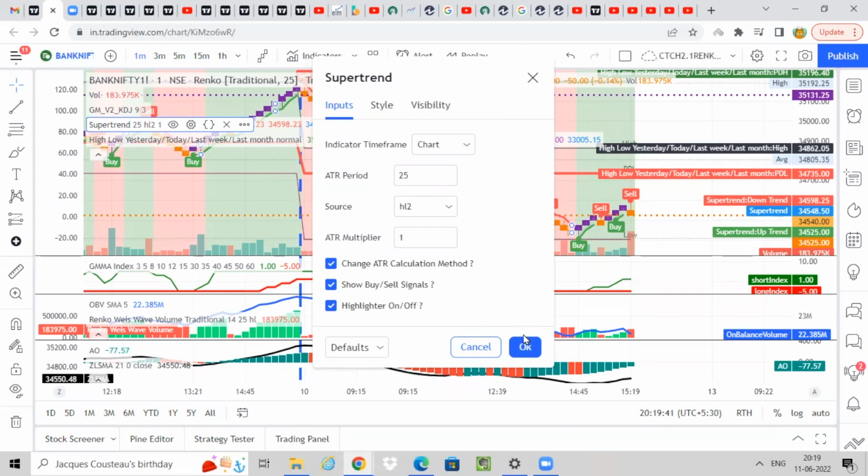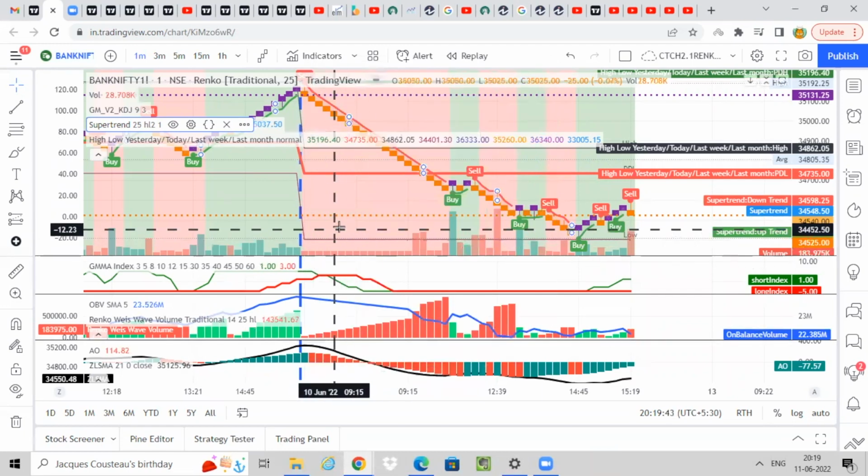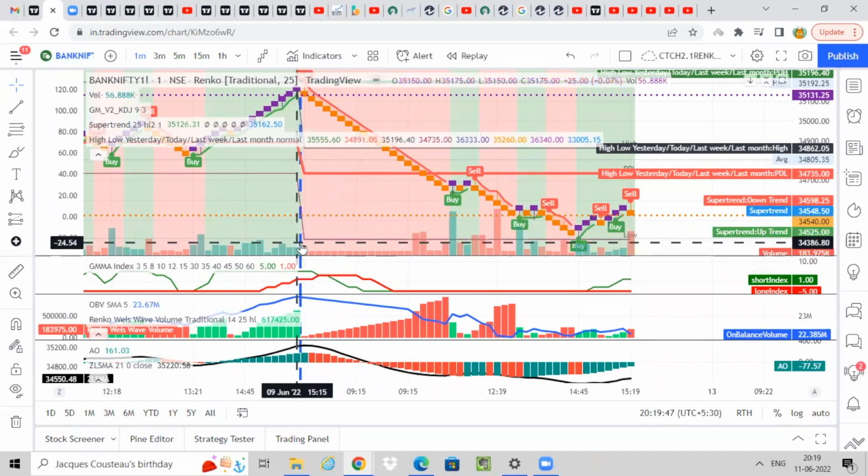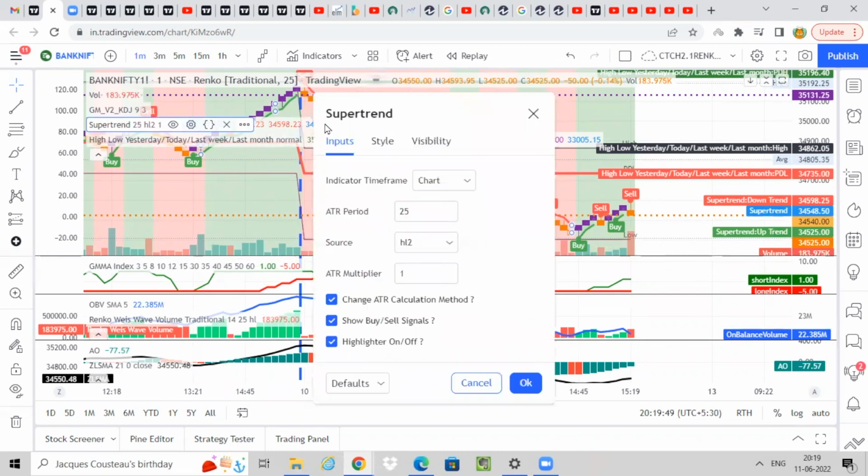Can you put okay and go out of this? Yes, sir. So the ATR period is 25. Is it the ATR period? Yes, sir. Is it ATR traditional? It is the ATR period, sir. I should have put it as traditional. Why didn't I do that?